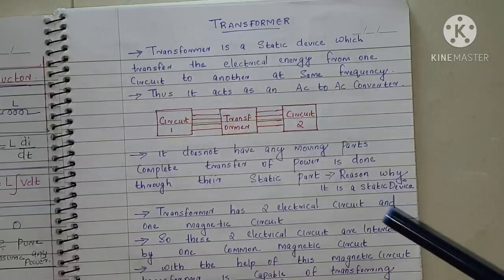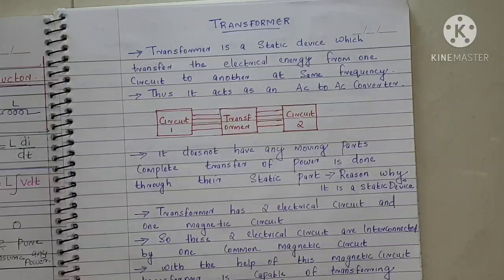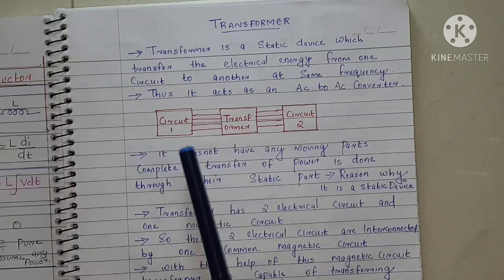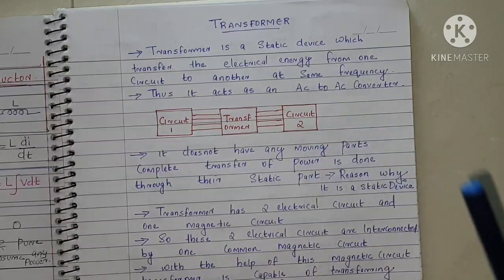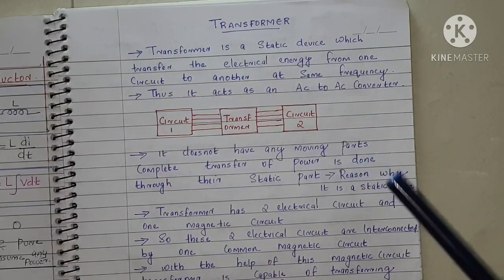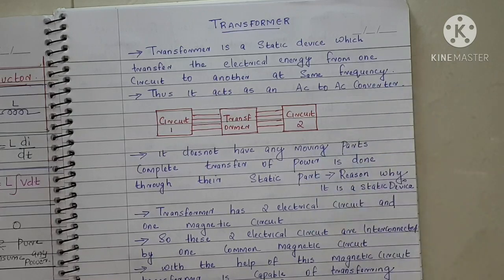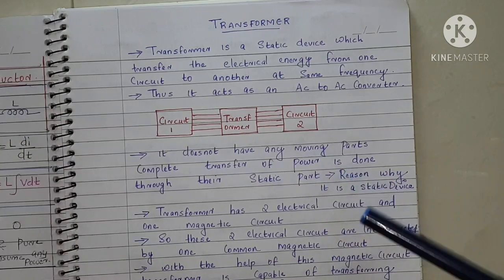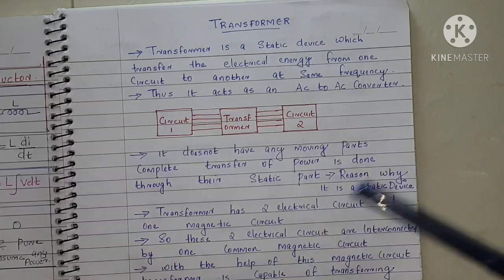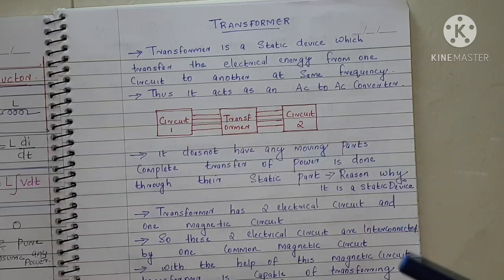What is a transformer? A transformer is actually a static device which transfers electrical energy from one circuit to another at the same frequency. Thus, it acts as an AC to AC converter. Why is it called a static device? Because it does not have any moving parts. Complete transfer of power is done through its static parts.